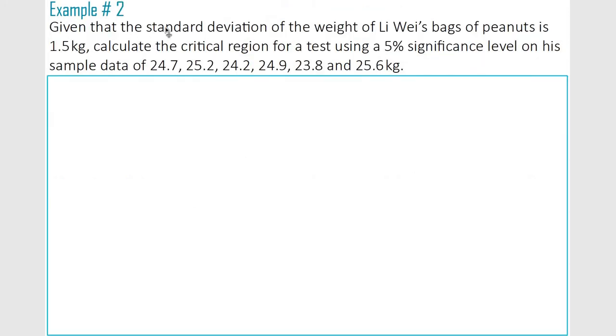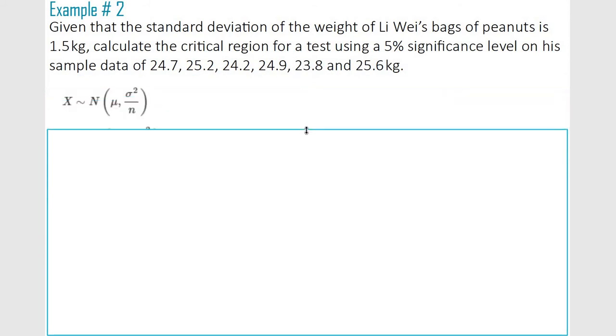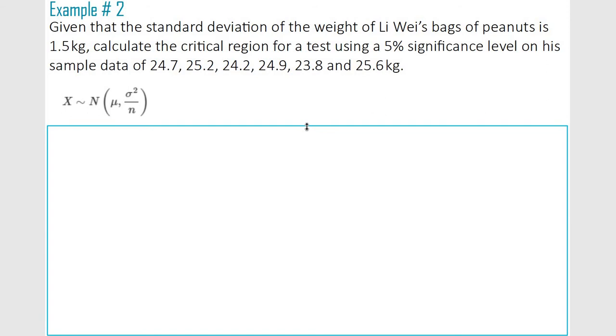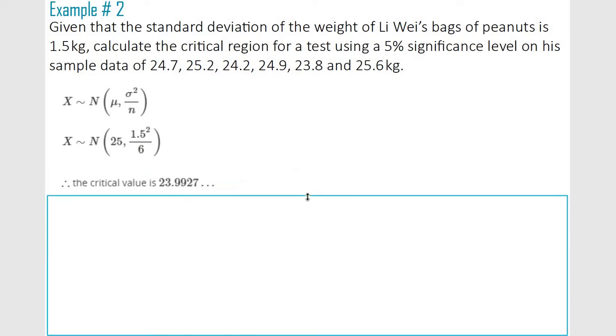Now, given the standard deviation, calculate the critical region for a test using a 5% significance level on the sample data. It is normally distributed. So here is our mean and our variance, and we plug that in. Notice that the mean is rounded here. I believe the average of this was 24.73 repeating.